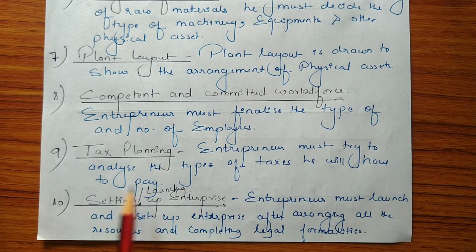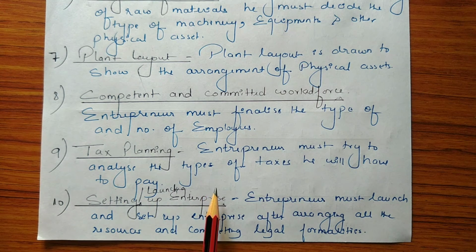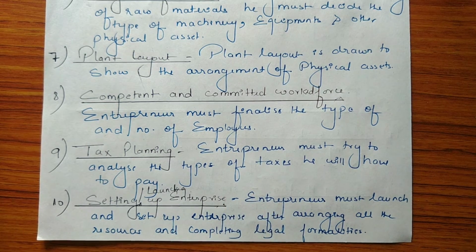Next factor is tax planning. What is tax planning? The entrepreneur must try to analyze the types of taxes he will have to pay. Or we can say the entrepreneur must know his tax liability under various laws, such as what kind of taxes he shall pay, that is excise duty or sales tax, income tax, VAT, etc.